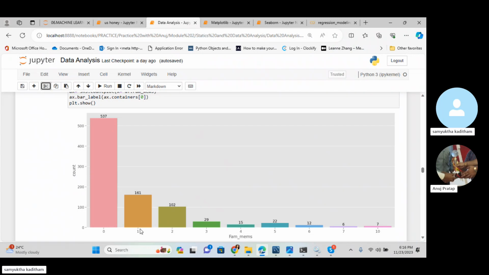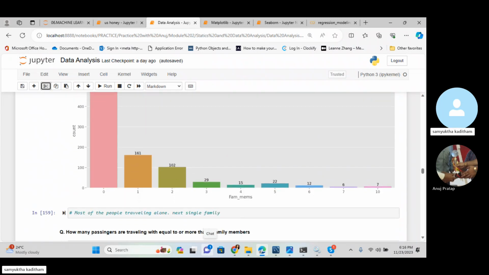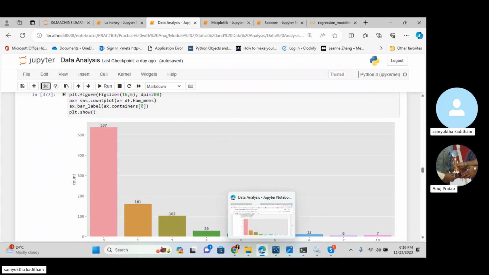Then one is a single family. It means there may be two people, or a single family. Two means there are two members in the family, maybe they have one kid like that. Zero means traveling alone. So most of the people here are traveling alone.